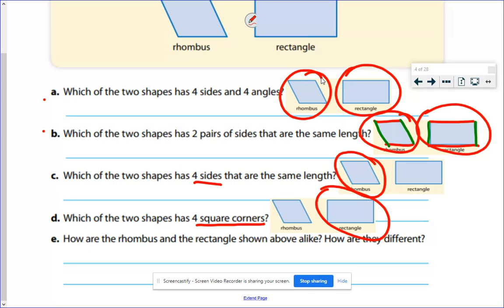Questions A and B help us understand how they're alike. Both shapes have 4 sides and 4 angles and 2 pairs of sides that are the same length. And in contrast, a rhombus has 4 sides that are the same length and no square corners, whereas a rectangle has 4 square corners and not all 4 sides are the same length. So if you've noticed something like that, you're right on track.